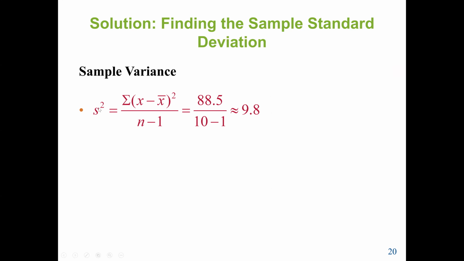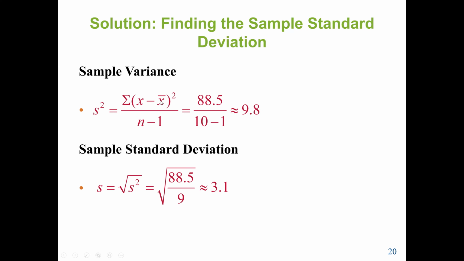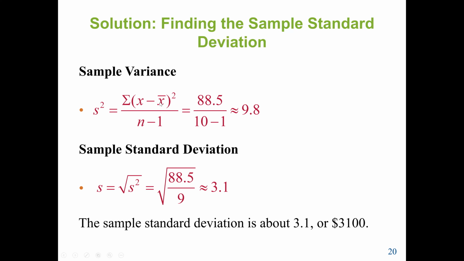Again, we can see here, this is the variance. It means the difference of each value and the mean, all squared. So we find all the values. This is the sample. Then we divide by n minus 1. So the sample standard deviation will be the square root of the variance. So it will be the square root of 9.8, or 88.5 over 9, and that gives us 3.1.